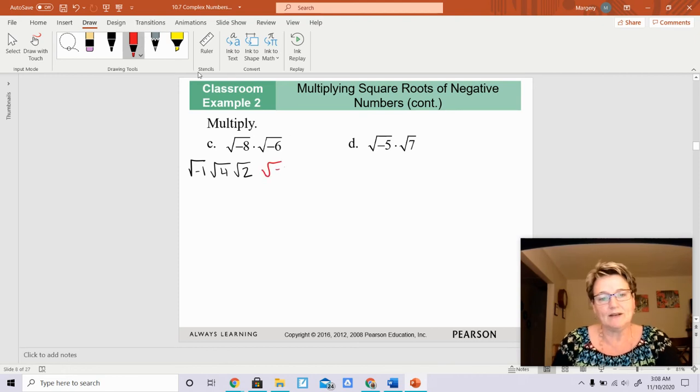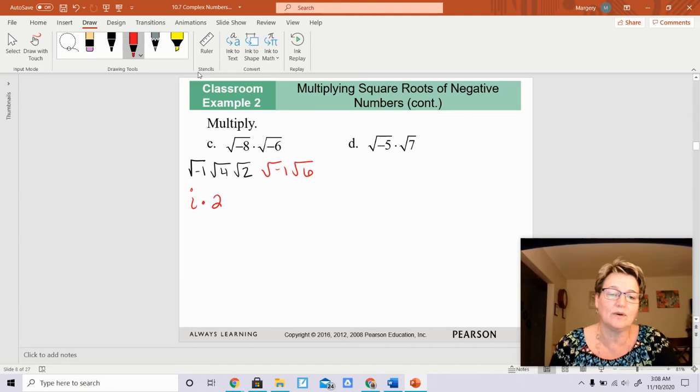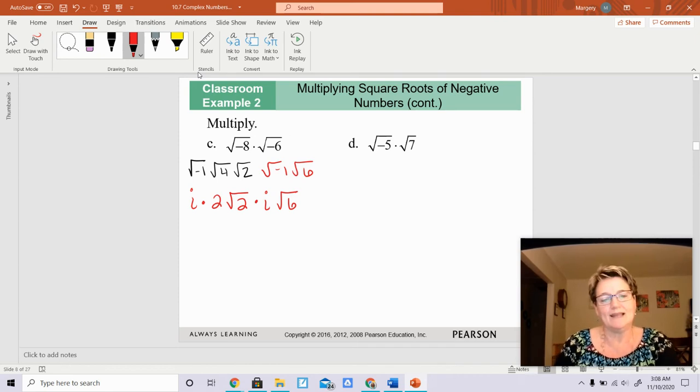The square root of -1 times the square root of 6 gives you the square root of -6. So I have i times 2, because the square root of 4 is 2, times the square root of 2. I can't touch the square root of 2. Then I'm left with i times the square root of 6. So remember, these are all just multiplication problems. I have i times i, which gives you i squared, times 2, times the square root of 2 times the square root of 6.